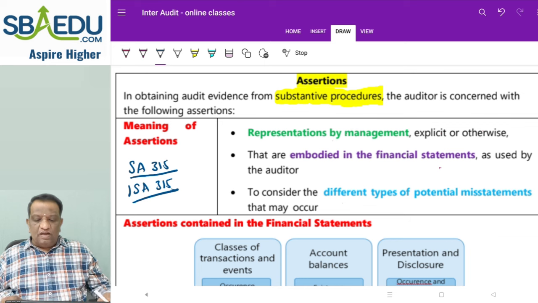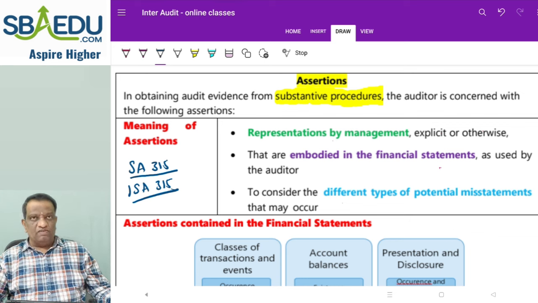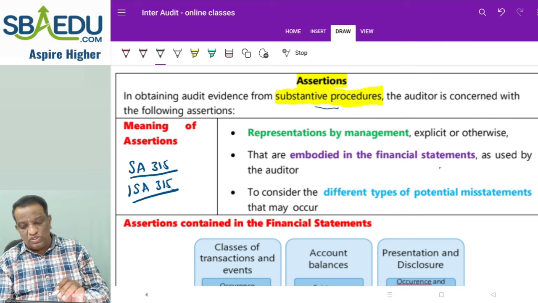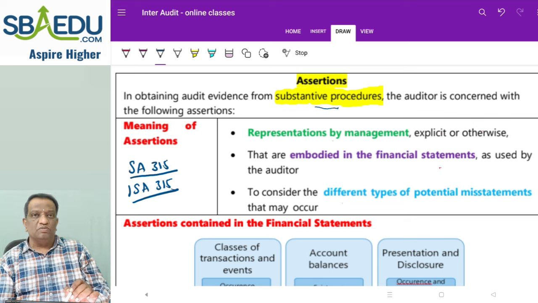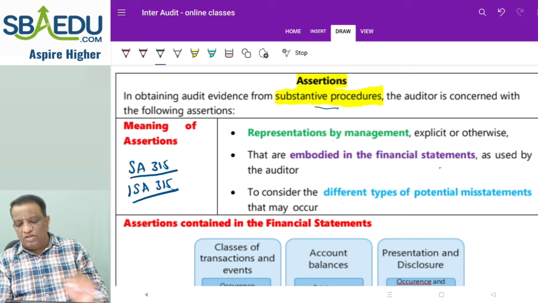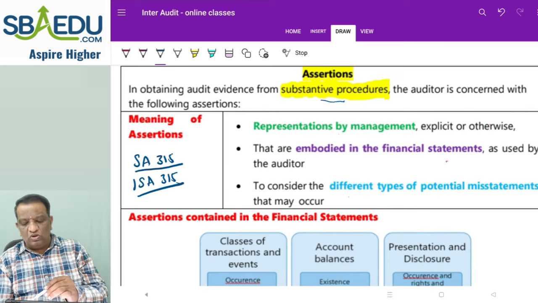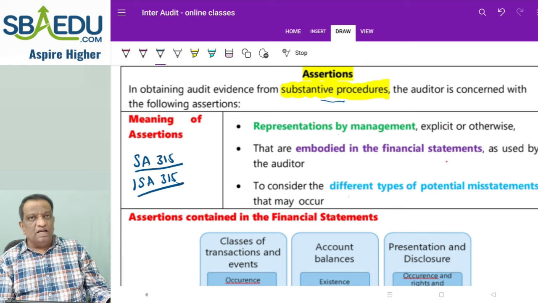When we use the word assertions, the auditor is trying to assert himself before attesting the financial statements. And where do we use them? Normally these are also relevant from the compliance perspective, that is, the test of controls, but they are most used in substantive procedures. What is the meaning of assertions? As explained in your ICAI material, which is taken from ISA 315, the definition is almost the same.